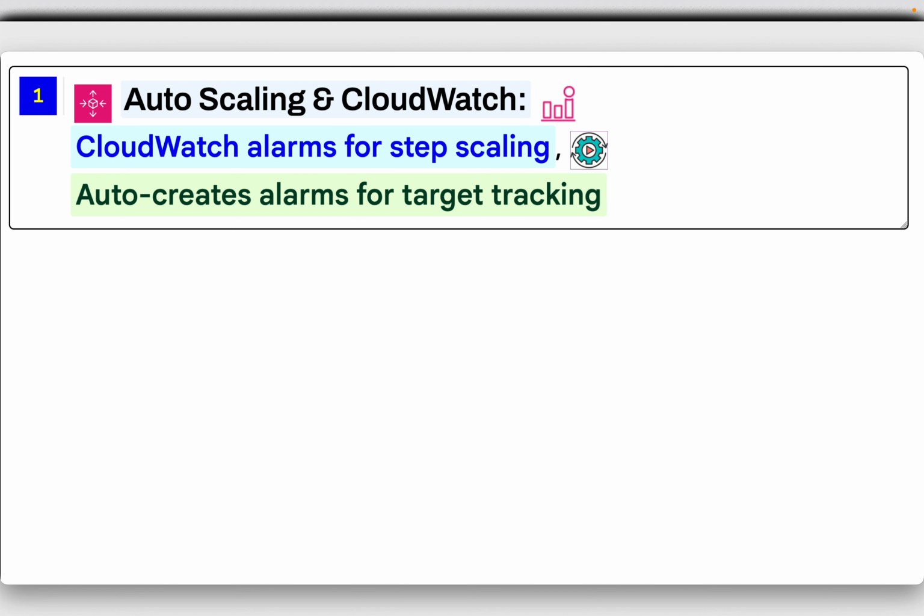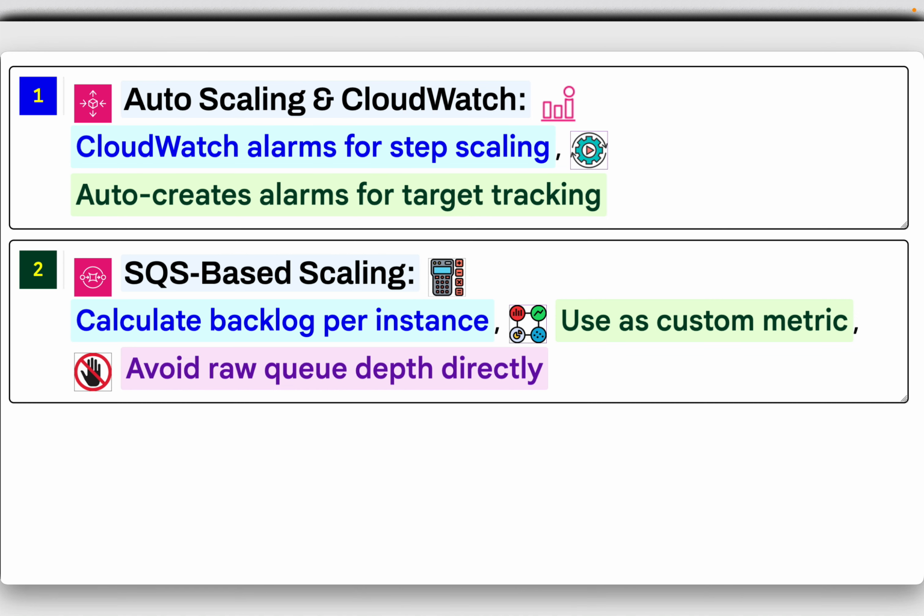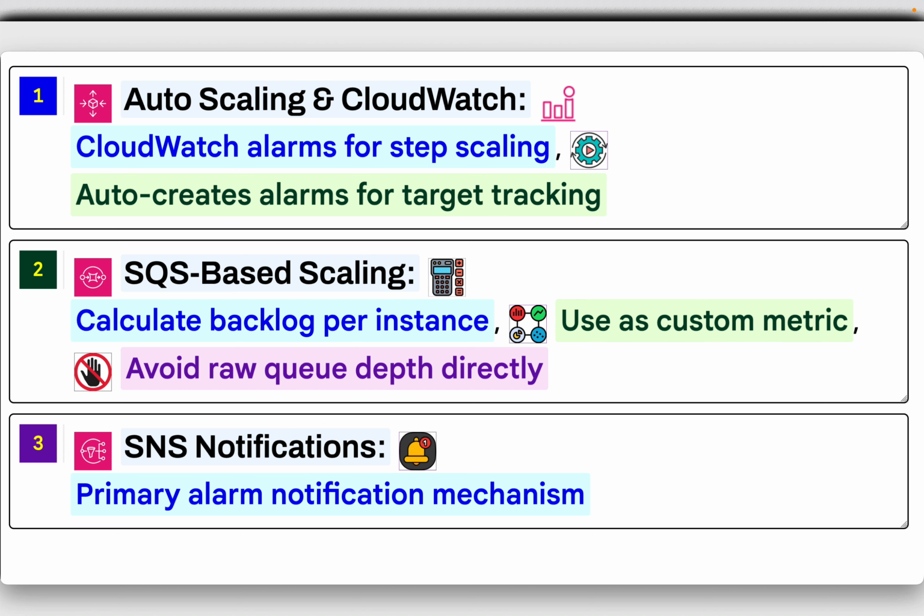Auto scaling and CloudWatch. Auto scaling uses CloudWatch alarms for step scaling, and auto creates alarms for target tracking. For SQS based, that is Simple Queue Service based scaling, it calculates the backlog per instance and uses it as a custom metric. Avoid using raw queue depth directly. For SNS, Simple Notification Service, SNS is the primary alarm notification mechanism.